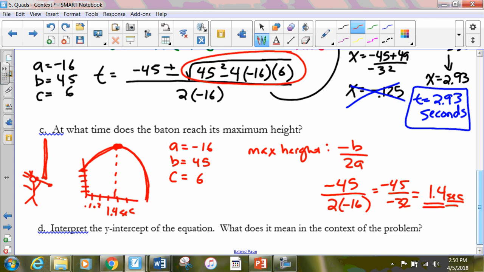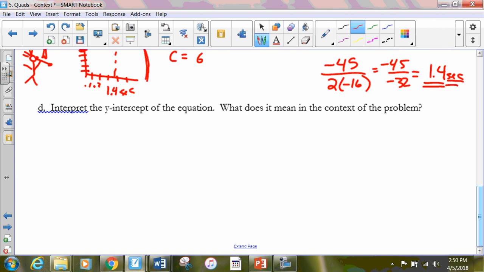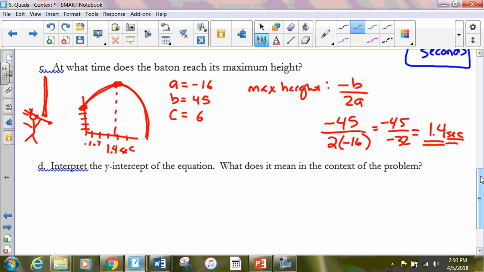Okay, so let's see what else we need to do. This very last problem, interpret the y-intercept of the equation. What does it mean in the context of the problem? So we see right here is the y-intercept, and we got really good first semester at saying the y-intercept is always our initial something, right? Maybe our initial height, or the initial amount in our bank account, or sometimes we say in the beginning the height was 5 feet tall. So either way, we're going to write something like that. So interpret it, the y-intercept is the initial height. It represents the initial height.